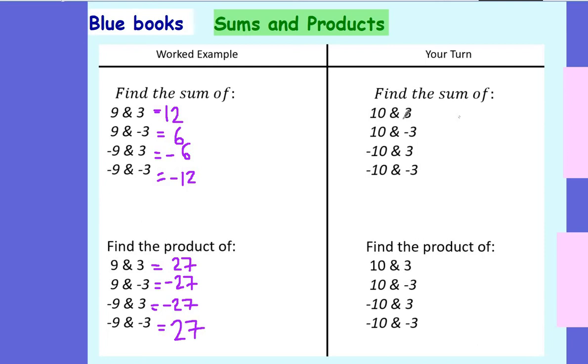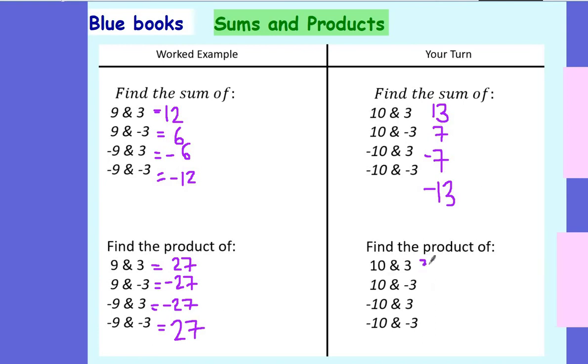Okay, I'm going to go through the answers. The sum of 10 and 3 is 13. The sum of 10 and negative 3 is 7. The sum of negative 10 and 3 is negative 7. And the sum of negative 10 and negative 3 is negative 13. You might have noticed a pattern going through these.